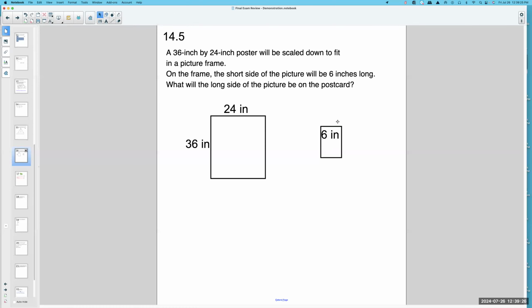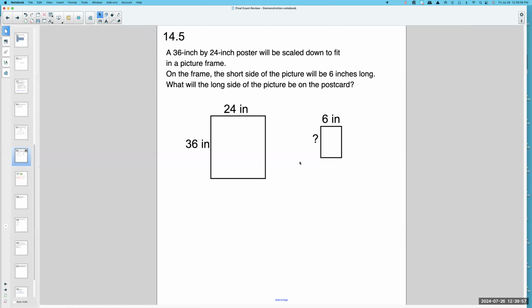So the short side, on here, the short side was the 24, right? Because 36 is bigger than 24. I could have labeled it the other way. It doesn't matter. But I just want to be consistent on the model here. So on the frame, the short side was at the top. So this is on the top. What will the long side be? So what I don't know is this one.